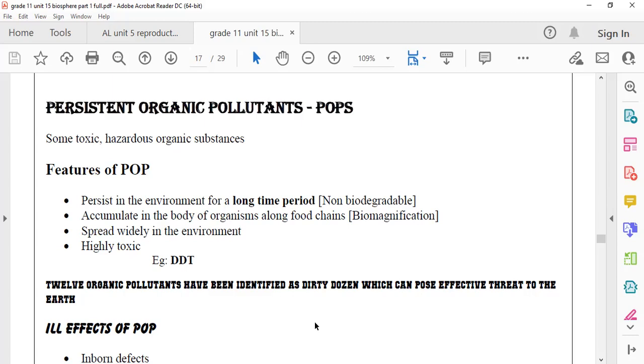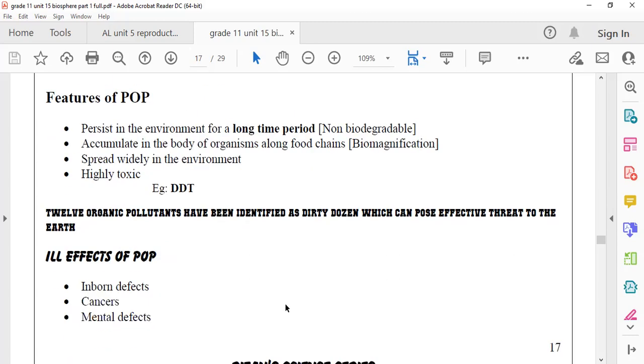DDT has been banned in Sri Lanka. Sri Lankan politicians are well thinking of the environment. That's why President Gotabaya Rajapaksa banned the import of chemical fertilizers. See, Sri Lankan politicians and Sri Lankan pollutants, both look the same, right? So keep that in mind. So POP example is DDT. What are the problems? Inborn effects.